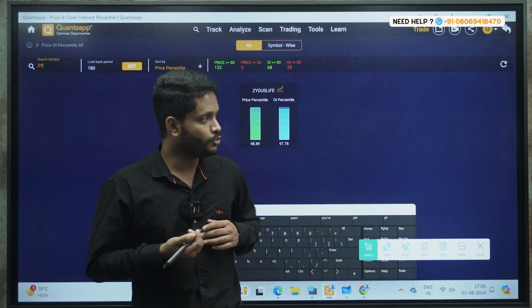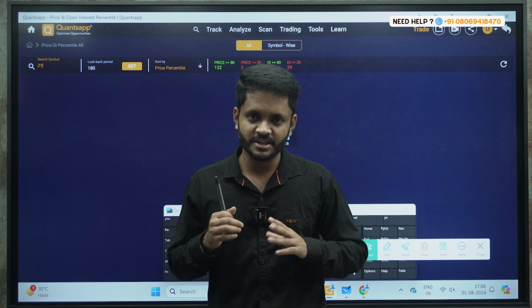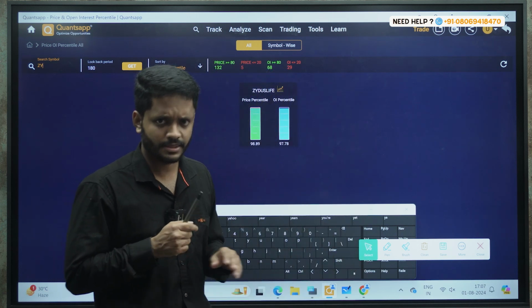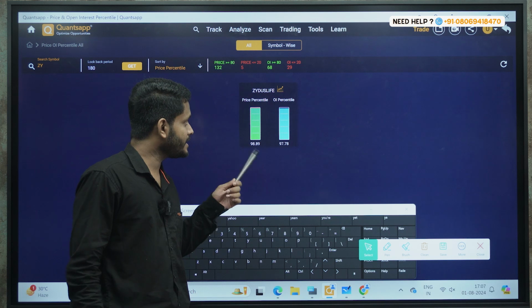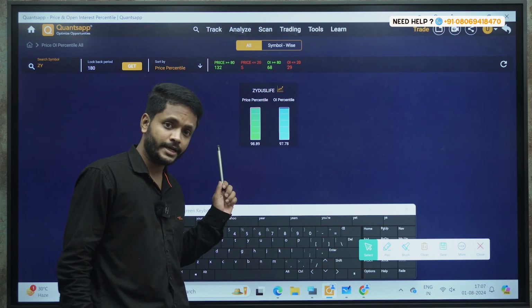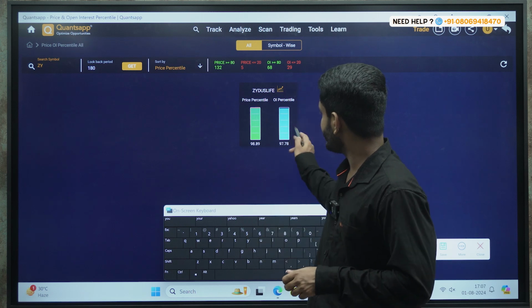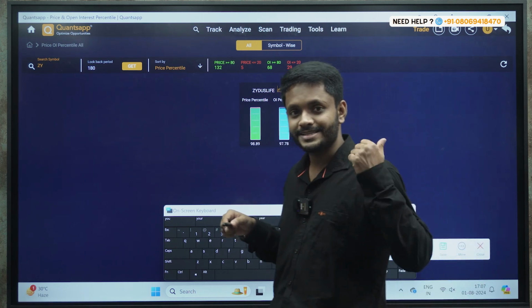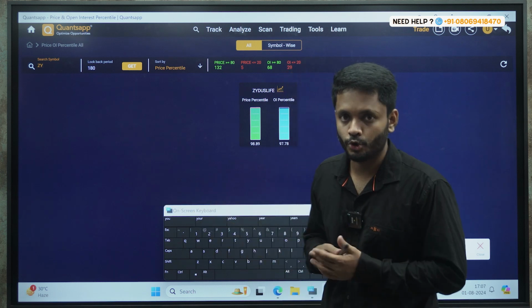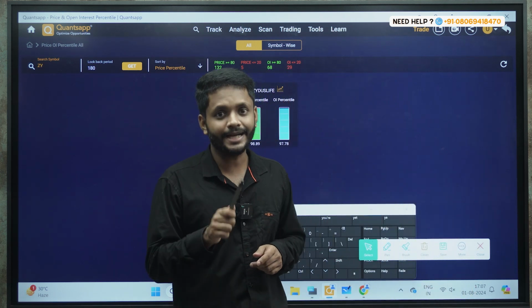Now my question to you is, price is above 90, OI is above 90. Shall I go and initiate a fresh bullish trade? The answer is no. Correct? Because right now I am opening the screen and I checked that in Zydus price is above 90 and OI is above 90. But when did this happen? When did this scenario occur? The price and OI crossed above 90 today or yesterday or 10 days before? I don't know. Correct? So you should be on the right counter at the right time.